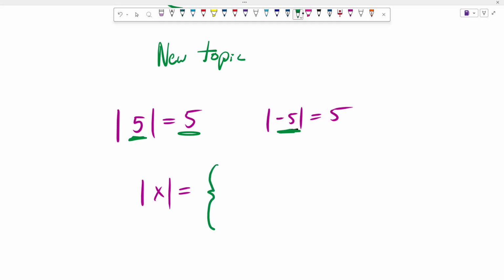Did you guys learn this last year? Yeah, we did. So the absolute value of x is x if what's true about x? If x is positive, or 0. So you can write it like this: if x is greater than or equal to 0. And if x is less than 0, what is the absolute value? Negative x. It's the opposite of the value of x.